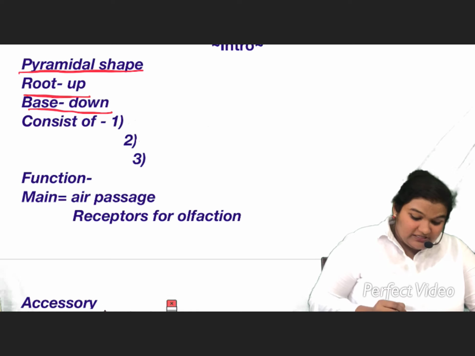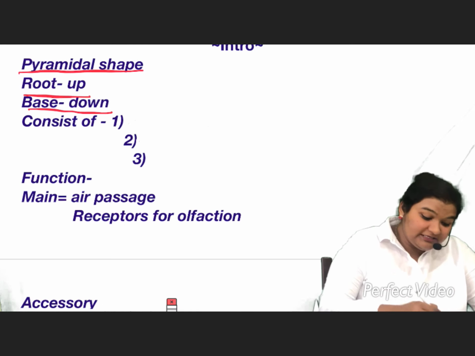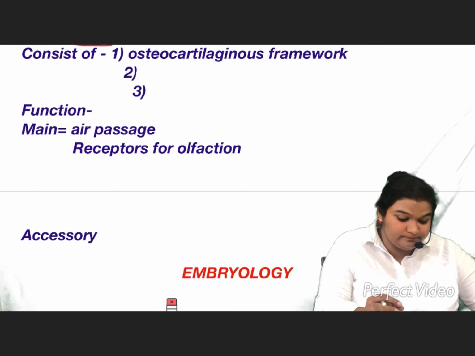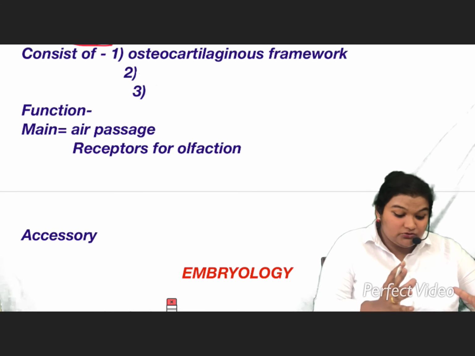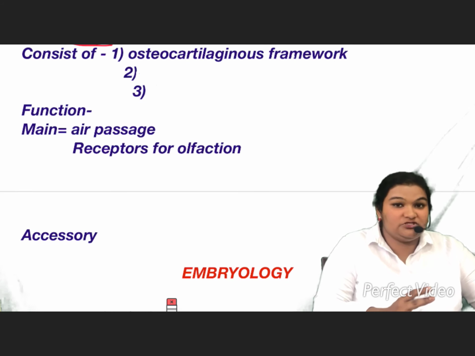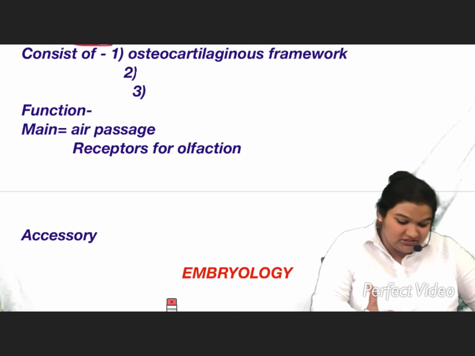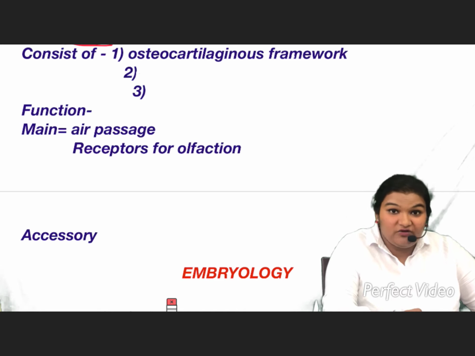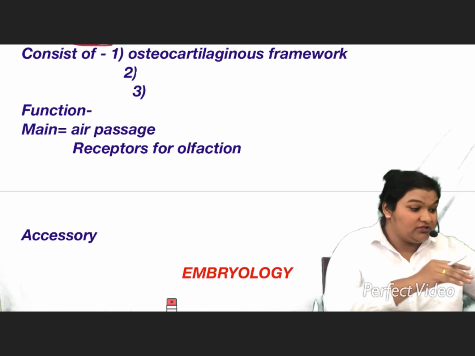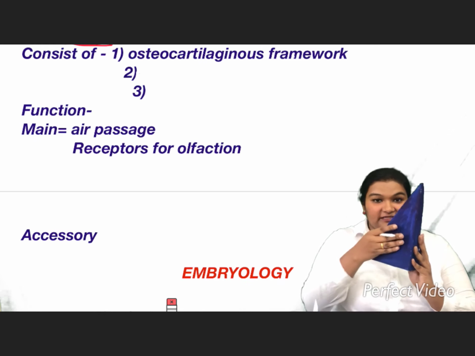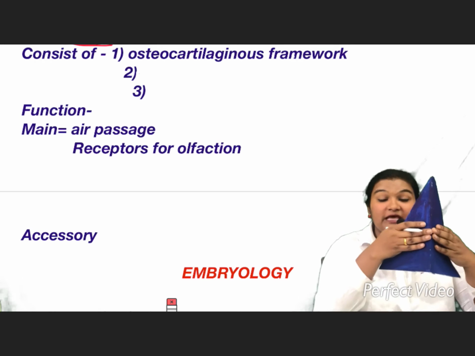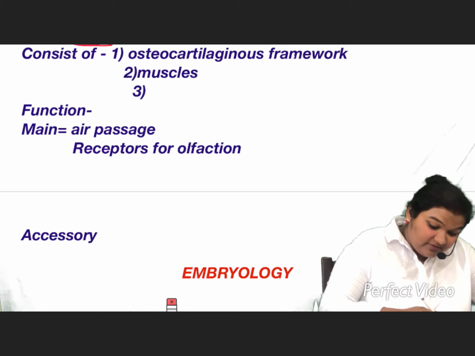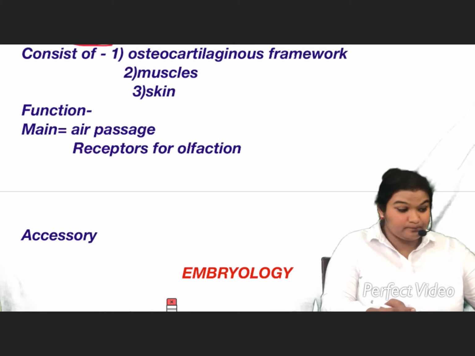So we can conclude that the nose is an osteocartilaginous framework. Osteo means bone and cartilaginous means cartilage. Okay, now this osteocartilaginous framework is covered. It has a covering of different types of muscles and skin. So it is covered by muscles and the skin.